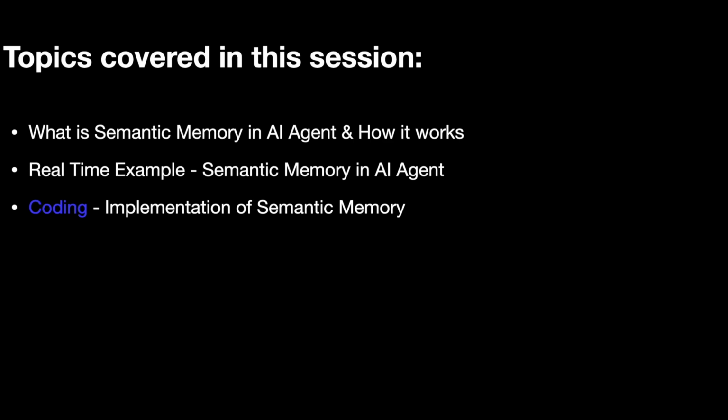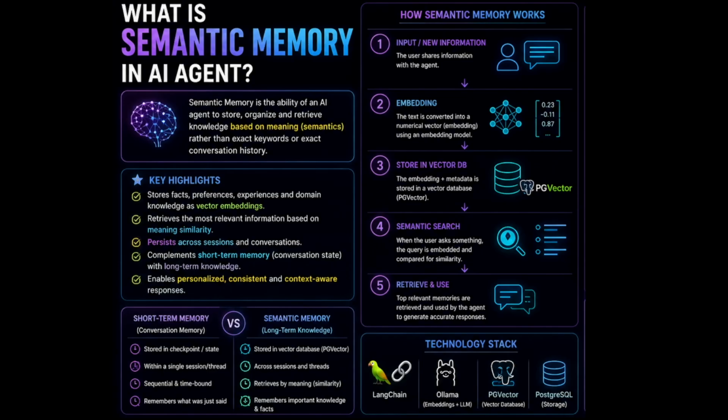Topics covered in this session are what is semantic memory in an AI agent and how it works. Some real-time examples we will see here, and after that we will get into a coding implementation of semantic memory, how we can plug in the semantic memory with the existing AI agent which we have learned in the previous session. First thing is, what is semantic memory?